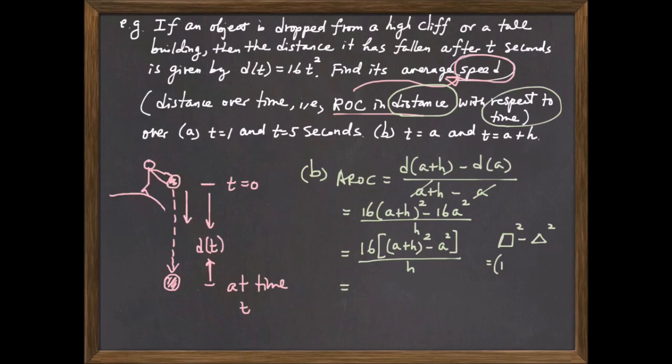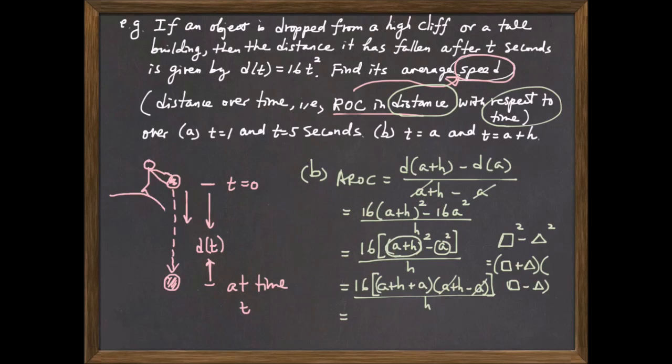And you can factor this into the first plus the second times the first minus the second. Okay, so here we're going to do the same trick. 16 still stays the same, but the first is the A plus H, plus the second, which is the A, that's the first factor, and then I have the first minus the second as a second factor, and all divided by H. Now, you see why I did that.